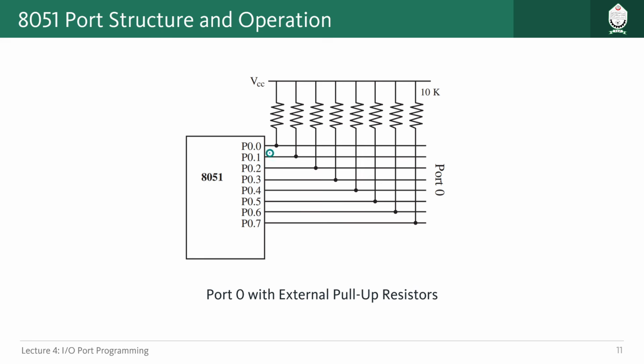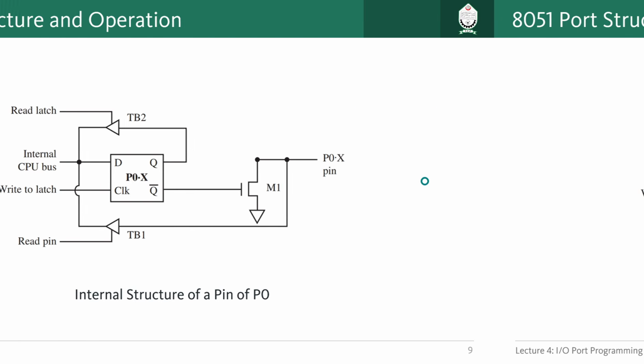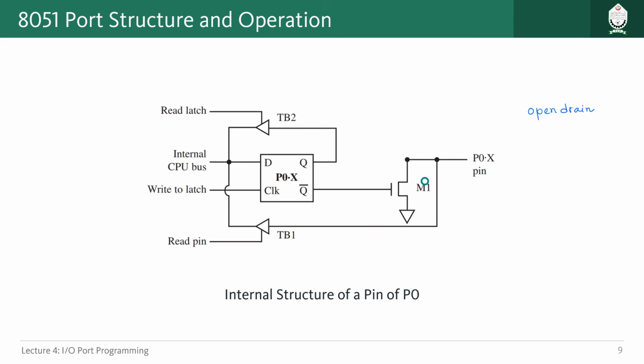Okay, so this is the whole port 0. What we do, all the pins we have, we just connect 10K resistors and connect all of them with VCC. Then we can use this particular port as input or output as we want. Now someone may ask why we have this issue with port 0, why it is not like the other pins we have for port 1, port 2 or port 3. We could have used internal pull-ups.